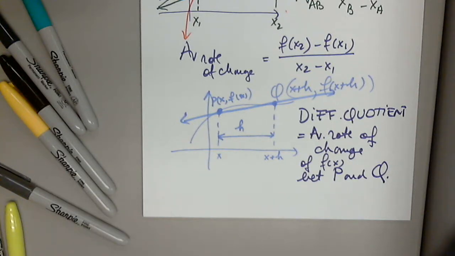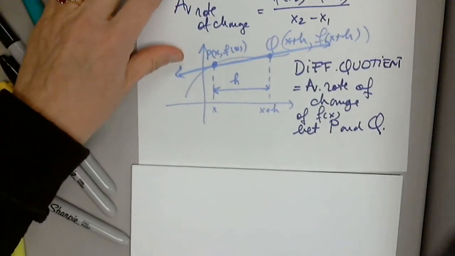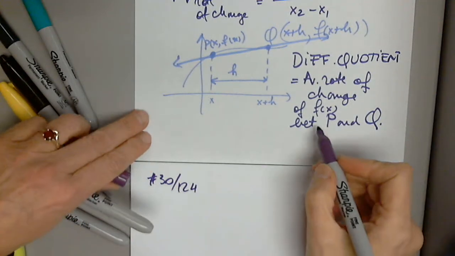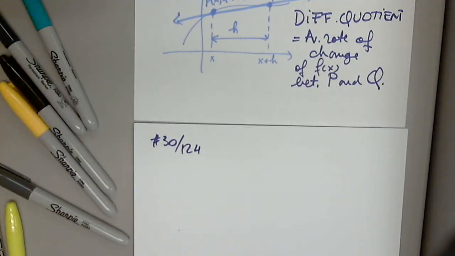Let's look at, and you'll tell me which kind of function is this. Would you like to choose? Or I will. I will choose problem 30. What's the word after f of x? Between P and Q, sorry. So this is the difference quotient, which is the average rate of change of f of x between P and Q. Okay, problem 30 on page 124.